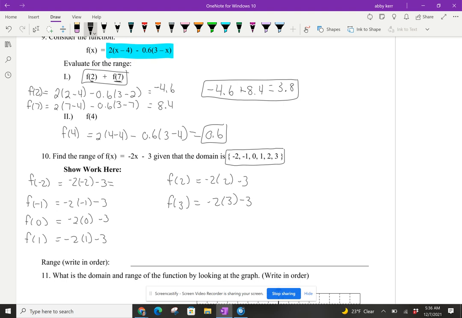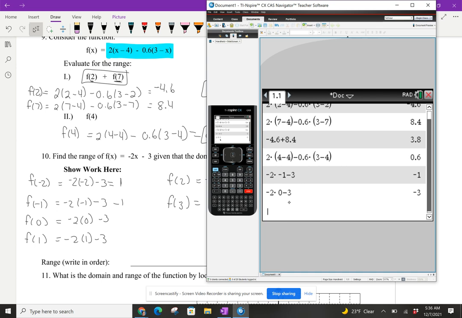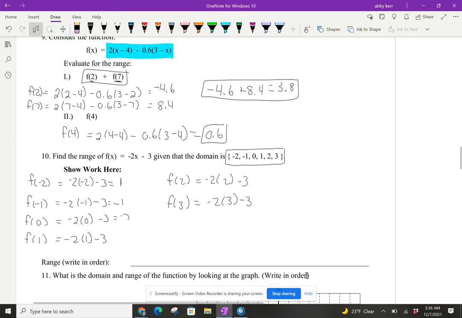All right, so -2 times 2 is 4. 4 minus 3 is 1. -2 times -1 is 2. Minus 3 is -1. And if you want to, you can use the calculator for sure. Notice that even though I'm putting parentheses, the calculator knows that they're not needed. I like to have the calculator do that and tell me if I need them or not.